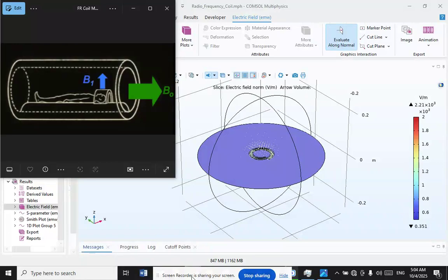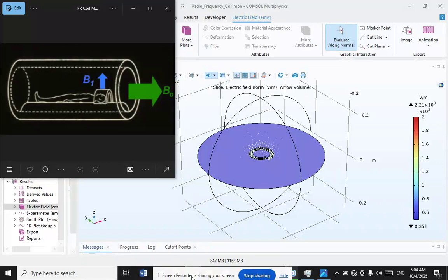RF coils are the antennas of the MRI system and have two functions. First, to excite the magnetization by broadcasting the RF power, the TX coil, and second, to receive the signal from the excited spins, the RX coil. Transmit RF coils emit magnetic field pulses, or B1 plus, to rotate the net magnetization away from its alignment with the main magnetic field B0, resulting in a transverse precessing magnetization.